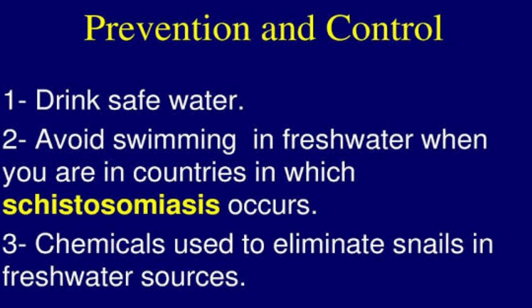So we have 3 prevention and control measures. First is drink safe water. Next is to avoid swimming in fresh water when you are in contexts in which schistosomiasis occurs. Last is using chemicals to eliminate snails in freshwater sources.